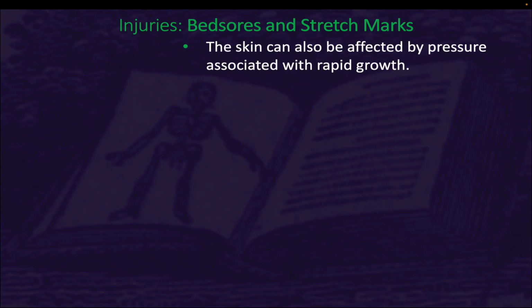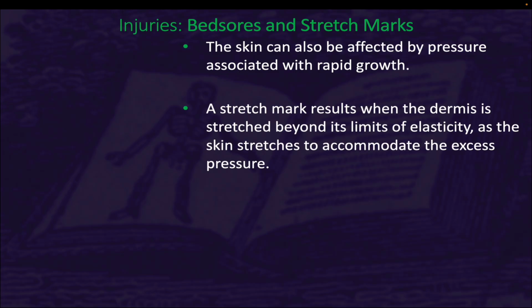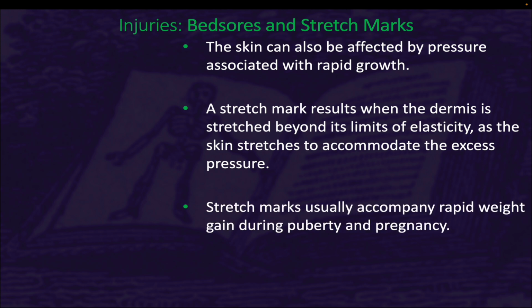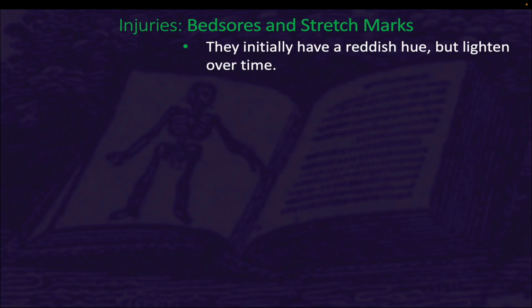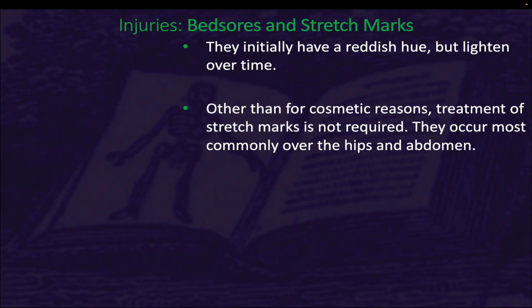The skin can also be affected by pressure associated with rapid growth. A stretch mark results when the dermis is stretched beyond its limits of elasticity, as the skin stretches to accommodate the excess pressure. Stretch marks usually accompany rapid weight gain during puberty and pregnancy. They initially have a reddish hue, but lighten over time. Other than for cosmetic reasons, treatment of stretch marks is not required. They occur most commonly over the hips and abdomen.